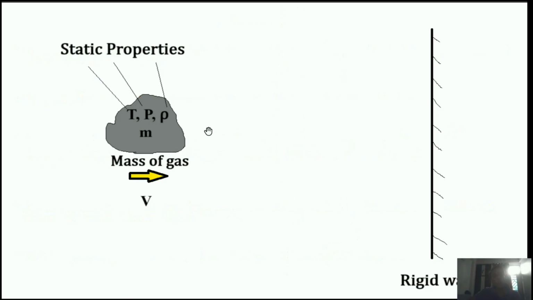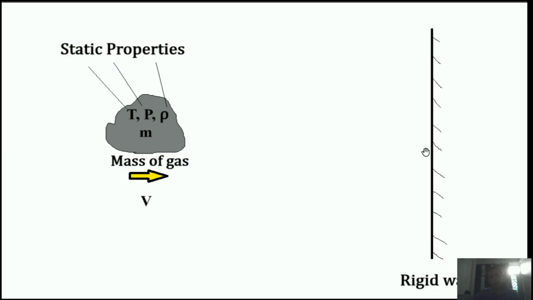So let's come to the topic. Suppose that this is a mass of gas, m is the mass. A lump of gas is there which is moving toward the positive direction of x, and here there is a rigid wall. You can see there is a rigid wall. The temperature, pressure and density of that mass of gas are T, p, rho, and these are called static properties. Means when the gas is moving, then the temperature, pressure, density are called static properties. Means static temperature, static pressure or static density, like this. The gas is moving with velocity v.